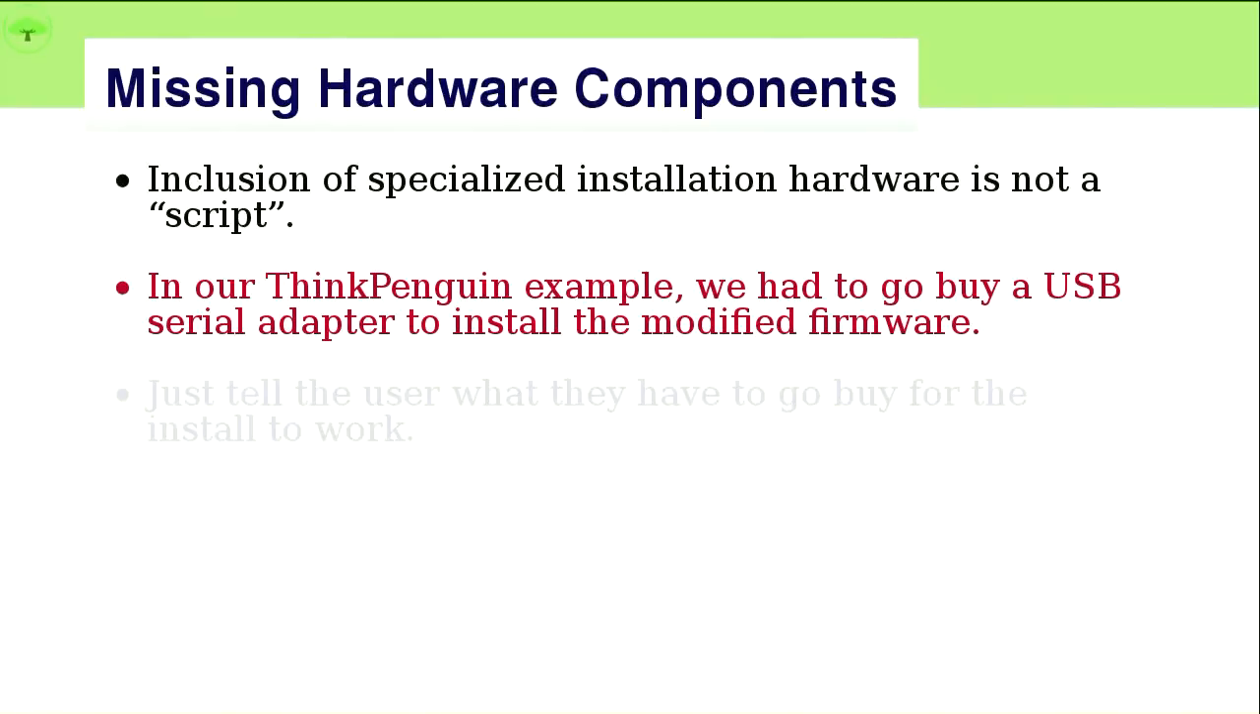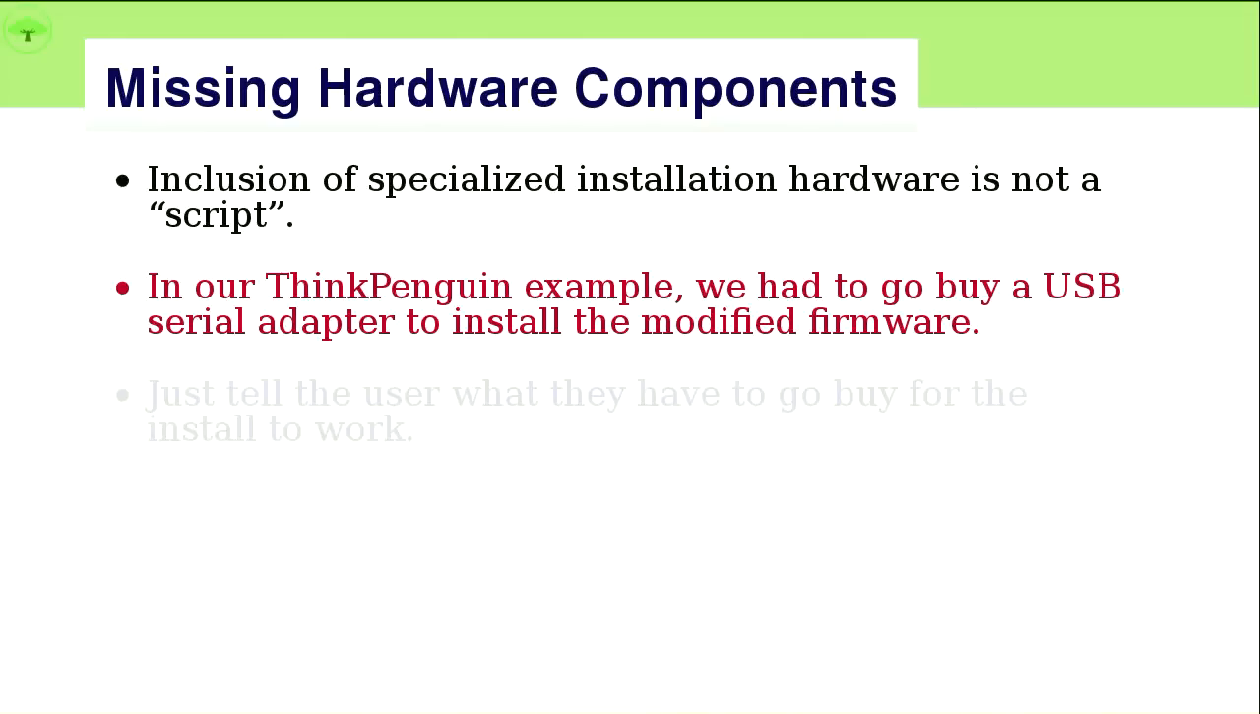One of the interesting things that came up when we were checking this one from ThinkPenguin was there was an actual piece of hardware you needed to connect up to the wireless router. And if you didn't have it, you couldn't actually do the install. We actually had to go buy one, right? We got to that point in the instructions. They didn't include it in the package. They said, oh, if you want to actually do this install, you've got to go buy this thing.